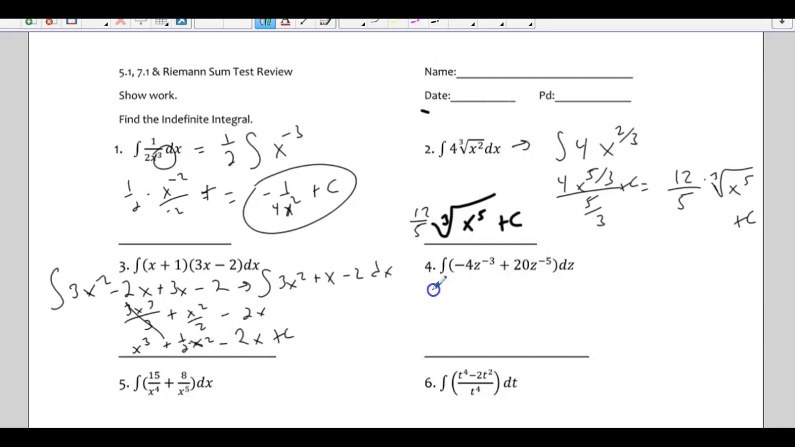Over here, again, just integrate everything. Negative 4z to the -2 divided by -2. Oh, my fault. I got the integration sign still here. There we go. Negative 4z to the -2 over 2 plus 20z to the -4 over -4. So negative 4 divided by 2 is -2, so -2z. That is a negative. Let's move that to the bottom. So negative 2 divided by z.